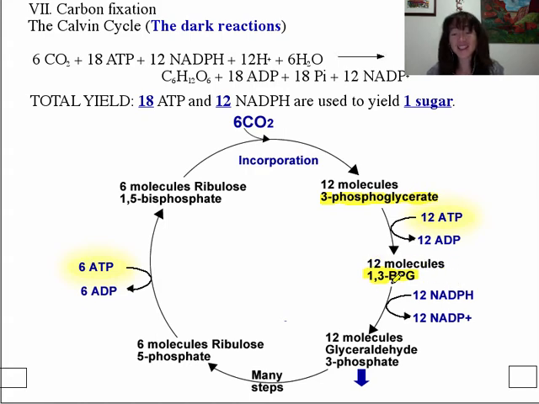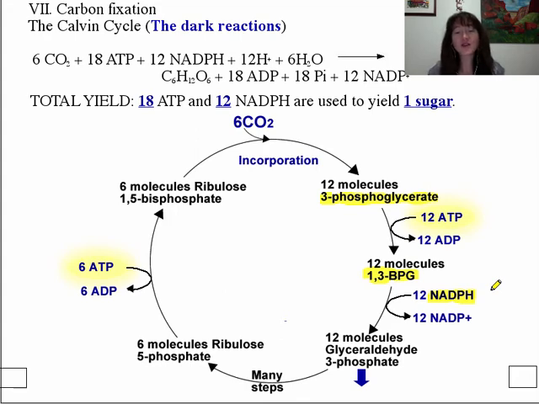Now, guess what? This next step is exactly the opposite of step 6 of glycolysis. So 1,3-BPG uses reducing power to create glyceraldehyde 3-phosphate. So look at the consumption here of 12 NADPHs, a lot of reducing power put in. So note that that's not exactly the opposite of glycolysis, because rather than NADH being used, it's always NADPH, because remember, that is the one that is always consumed in reductive biosyntheses.